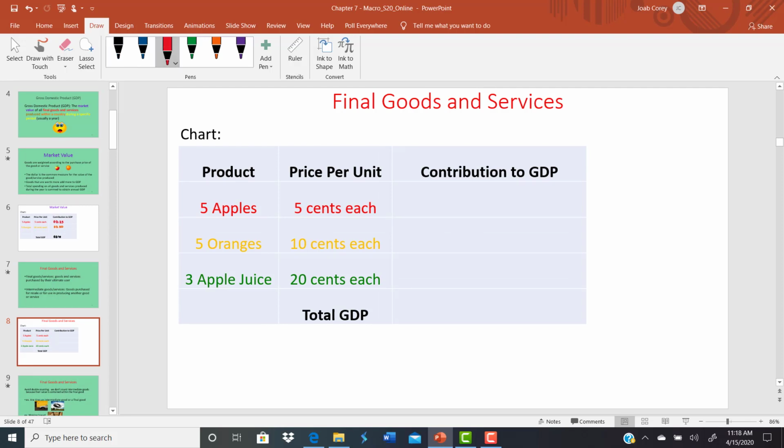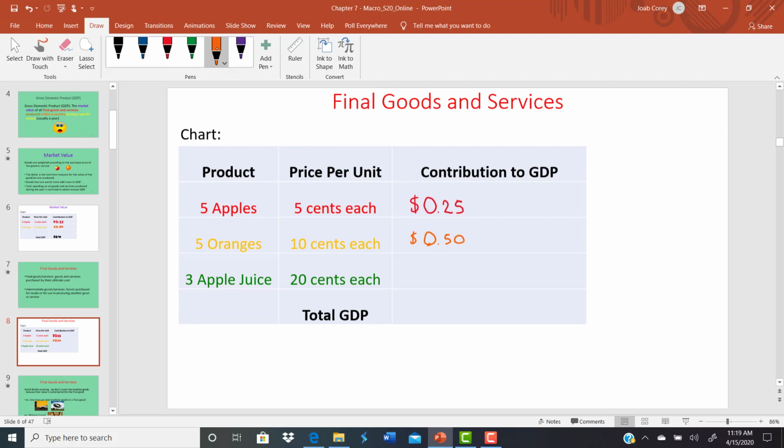So again, you might be tempted to say, well, they're producing 5 apples and those are being sold at 5 cents each. So once again, that is 25 cents. That is going to add to our GDP. They're producing 5 oranges at 10 cents each. So that's going to add 50 cents to our GDP, just like in our previous example.